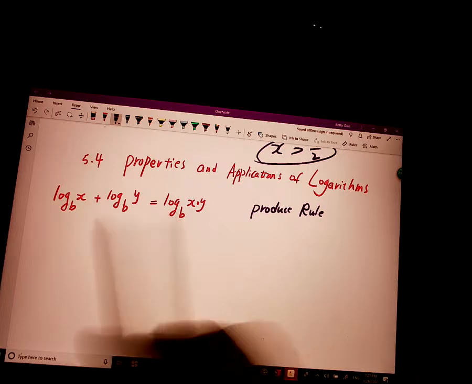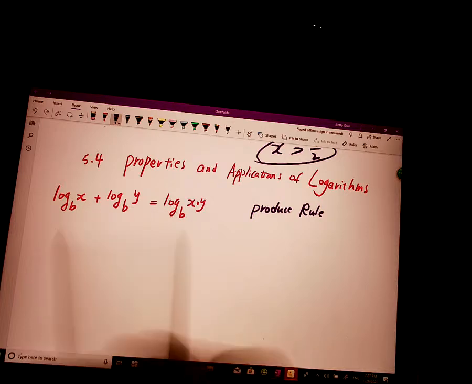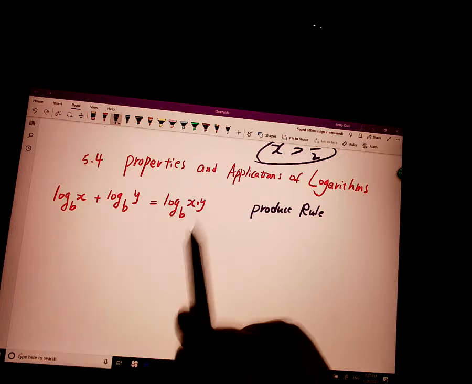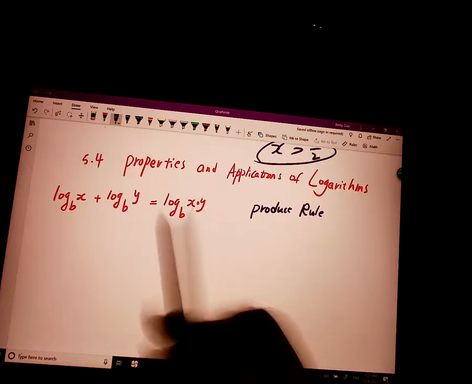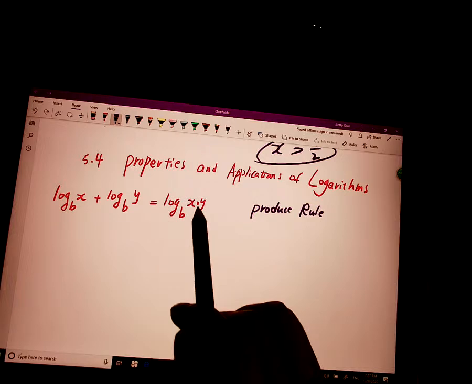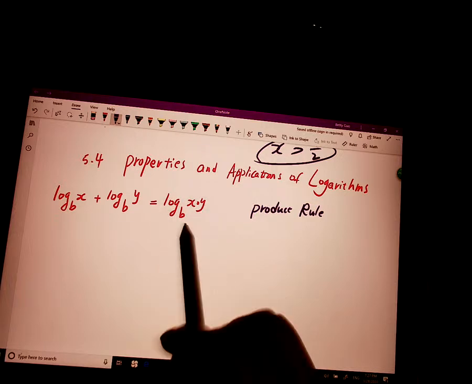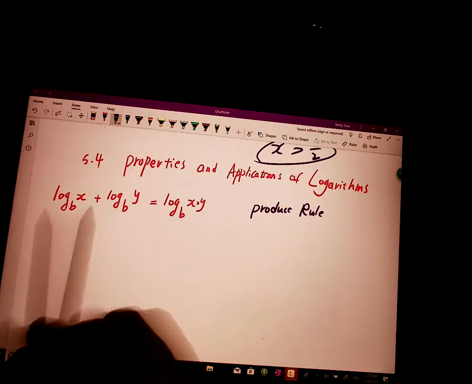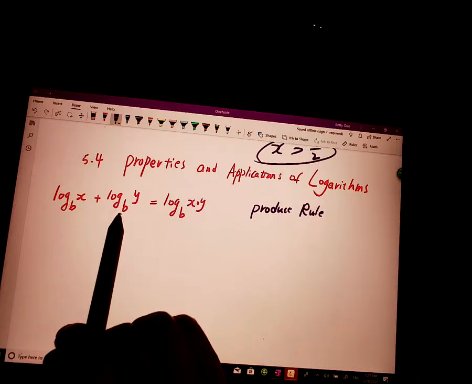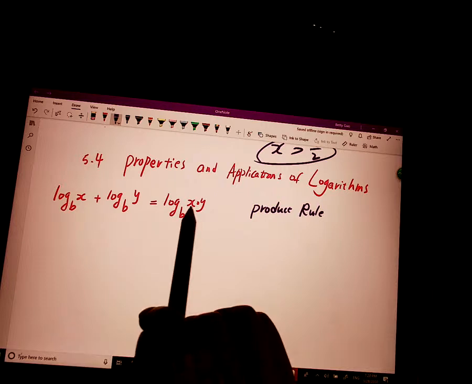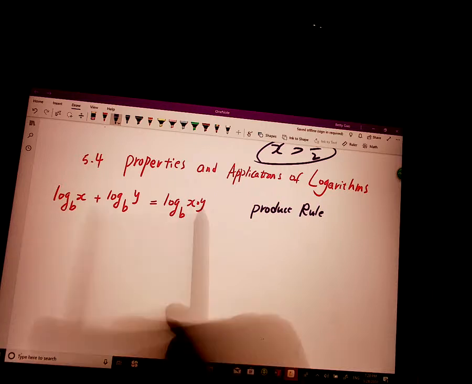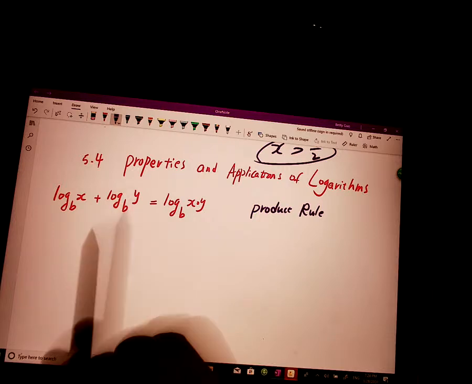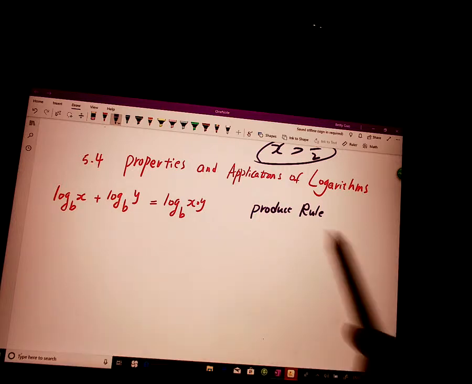If we look at this formula from the right to the left, we are expanding. If you see a logarithm whose anti is a product, you are able to rewrite that logarithm as an addition of two logarithms. The first factor is the anti of the first logarithm. The second factor is the anti of the second logarithm. That is the product rule.